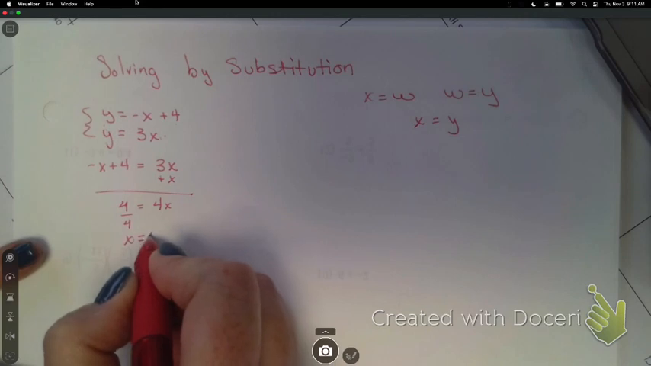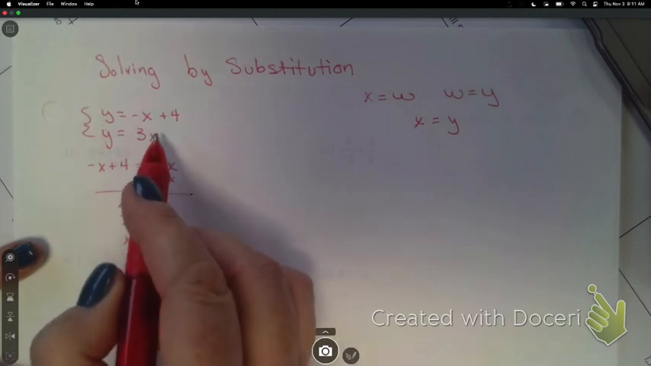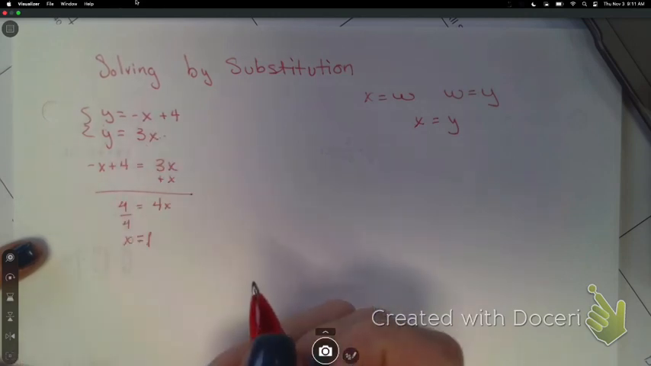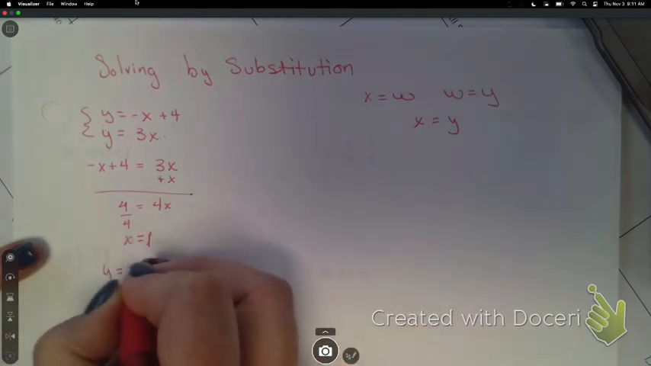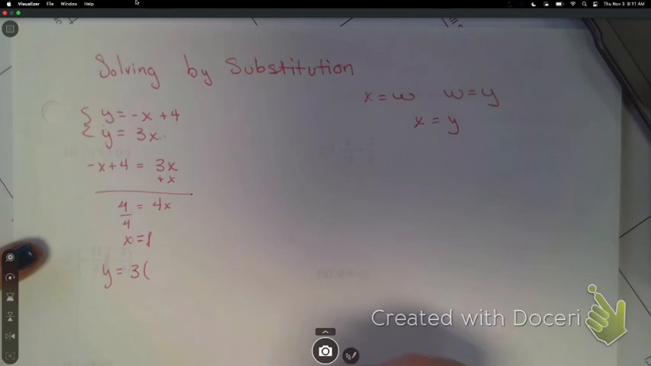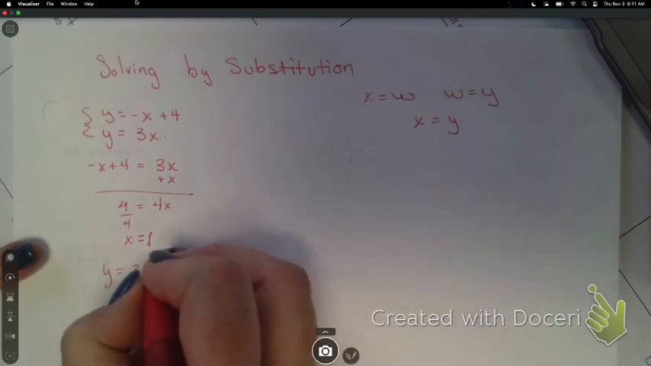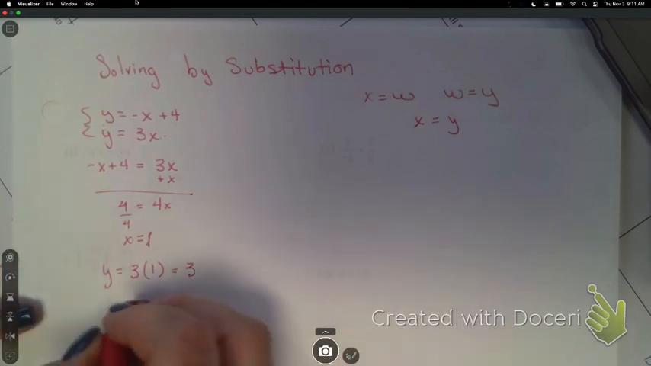Now I need to plug it back into either the top equation or the bottom equation. Which one would you like to do? Bottom. So y equals 3 times x, but what is x? 1. So y equals 3. So my solution is 1, comma 3.